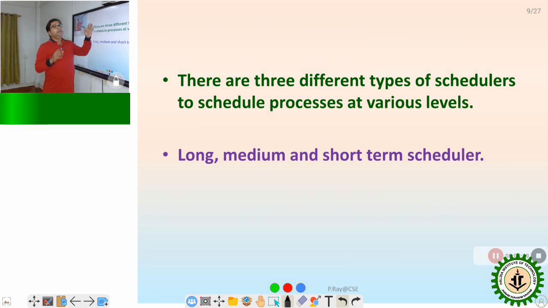There are three different types of schedulers to schedule processes at various levels. That means three types of schedulers. This is not about the various types of algorithms. According to their characteristics, there are three different types of schedulers. What are those? Long-term scheduler, medium-term scheduler, and short-term scheduler. There are three types of scheduler.